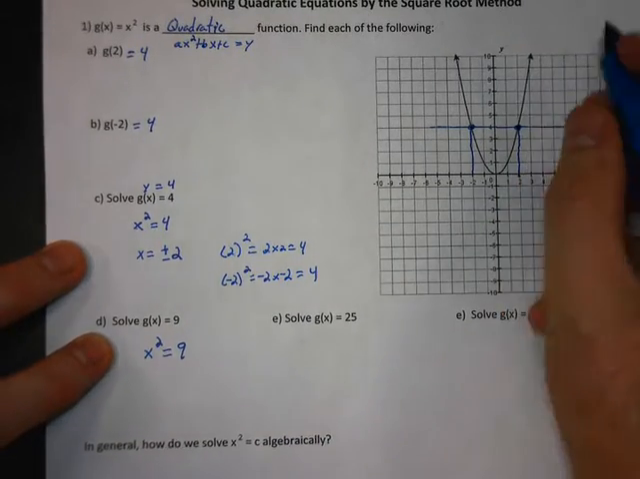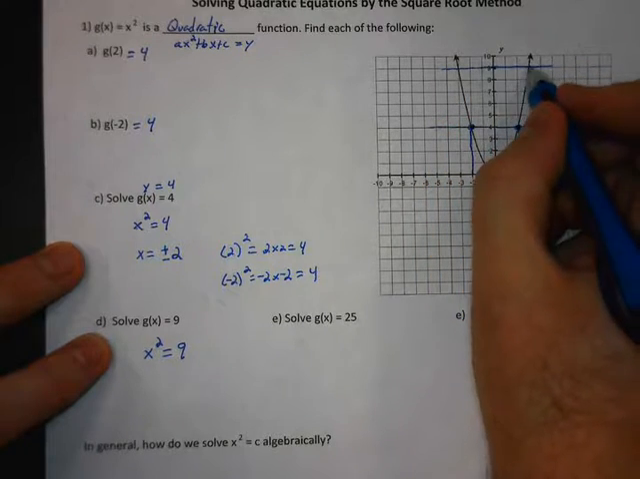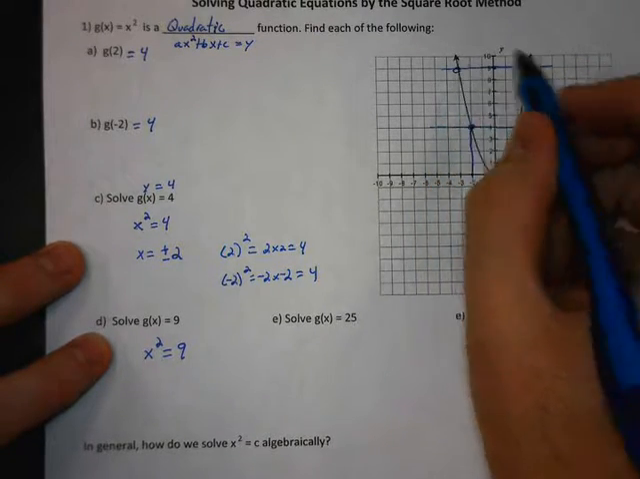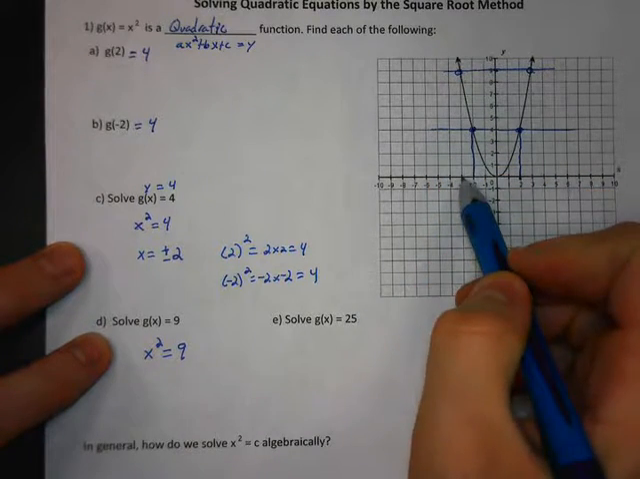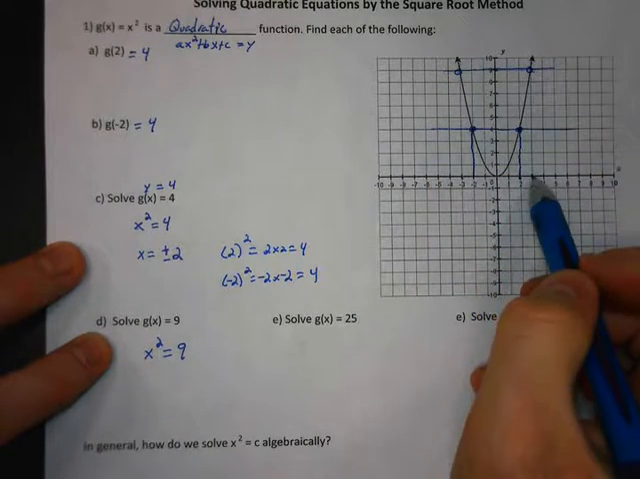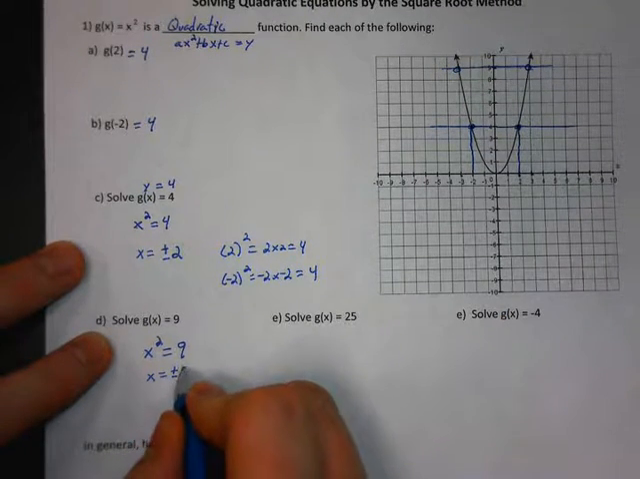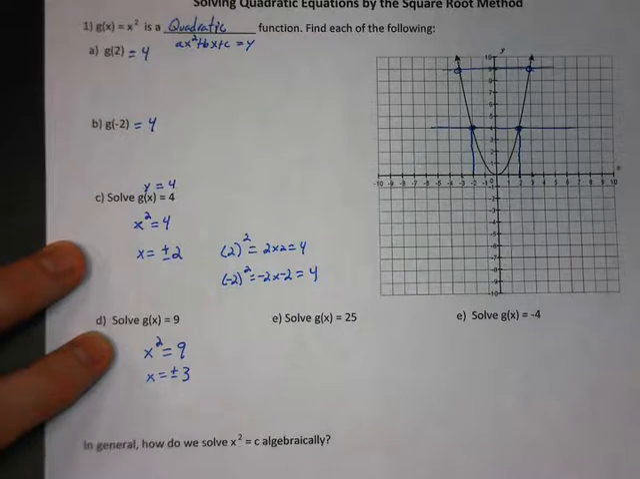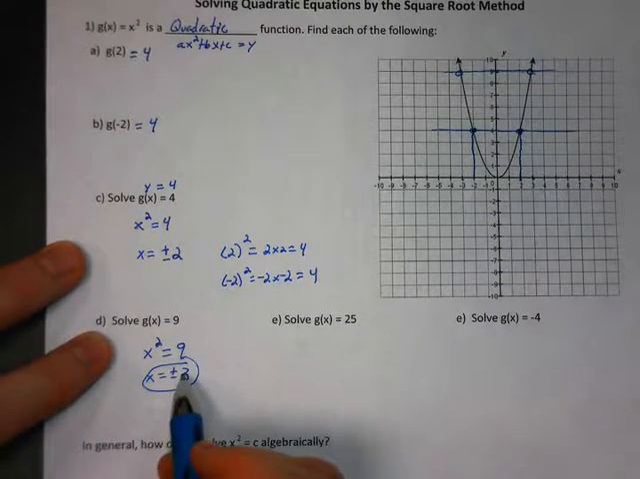And if you look at our graph, a y value of 9 is way up here. So what x values would give you those y values? Here and here. Well, at negative 3 and positive 3. So we know that x equals positive or negative 3. And again, positive 3 squared means 3 times 3, which is 9. Negative 3 squared would be negative 3 times negative 3, which is also positive 9.